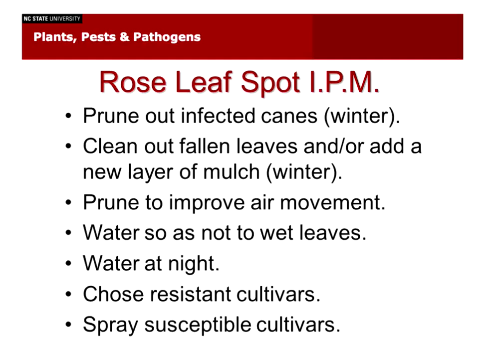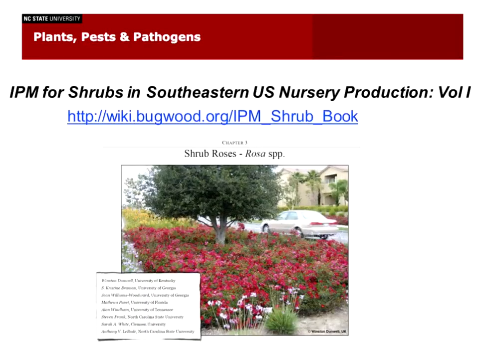And going back to some things that Mark Wyndham told us about in his presentation 2 years ago, water at night so you're not extending that leaf wetness period into the morning or starting it early in the evening. Choose resistant cultivars when you are installing roses, and if you have a susceptible cultivar, be on a spray program starting from leaf emergence. A good reference for the lists of susceptible versus resistant roses is found in Chapter 3 of the Southeastern U.S. Nursery Production IPM book. And I'll type that quickly into the chat box so that you'll have it.